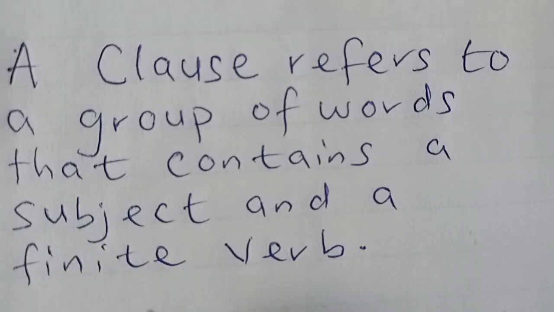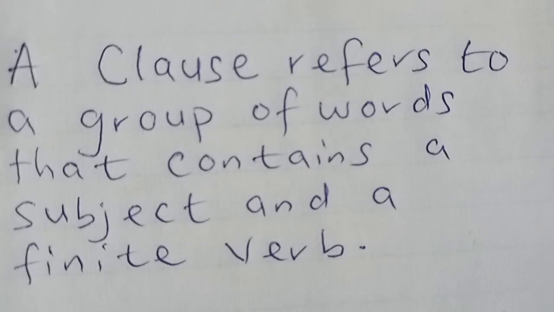Now, how about a finite verb? What do we mean by a finite verb? Of course, we know that a verb is a word that expresses action. So when we say a finite verb, we're referring to a verb that agrees with a particular subject. A finite verb works with a particular subject in a sentence. Now, the subject may be visible or hidden, but there must be a subject that a particular verb works with before it can be considered a finite verb.